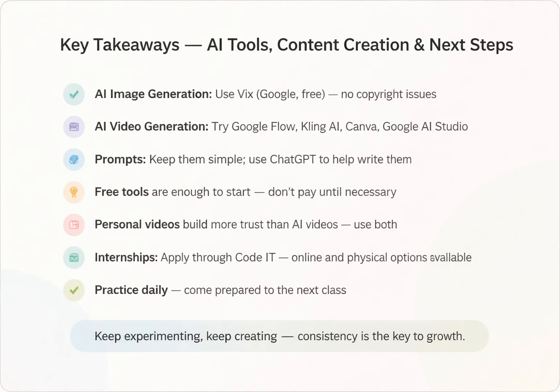Let's wrap up everything covered in this session. First, AI image generation tools like Vix from Google are free, easy to use, and produce high-quality images without copyright concerns, a huge win for content creators. For video, there are multiple platforms to explore. Google Flow, Kling AI, Canva, and Google AI Studio all offer free options to get started.